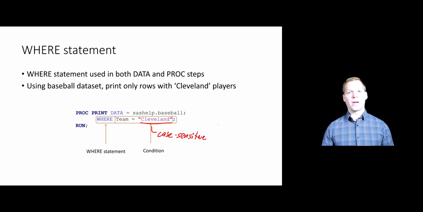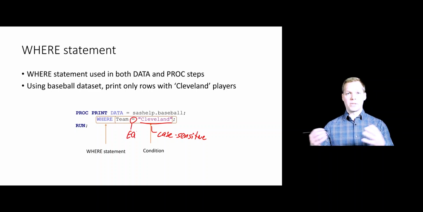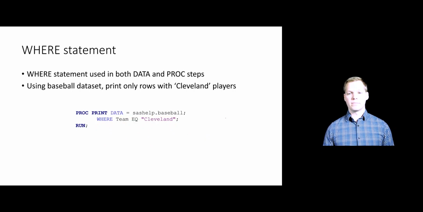Again, we already know how to do conditions from when we talked about creating new variables. So instead of this equal sign, we could use EQ. That's another option as well. But all that stuff that we talked about with the conditional business before is going to follow through here when we're talking about filtering our rows. Again, you could use EQ instead of that equal sign.